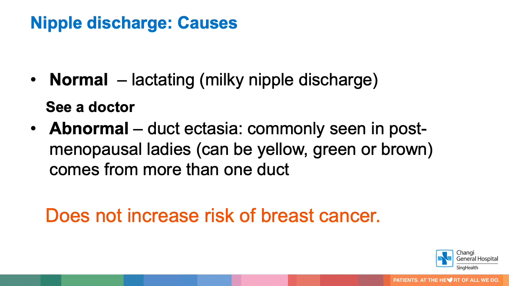So one of the common abnormal causes of nipple discharge is known as duct ectasia, which means that the milk ducts are a little bit swollen and enlarged. This is commonly seen in post-menopausal ladies, and the discharge in this case can be either yellow, green, or brown, and the discharge normally comes from more than one duct. But glad to say that this condition does not increase the risk of breast cancer.